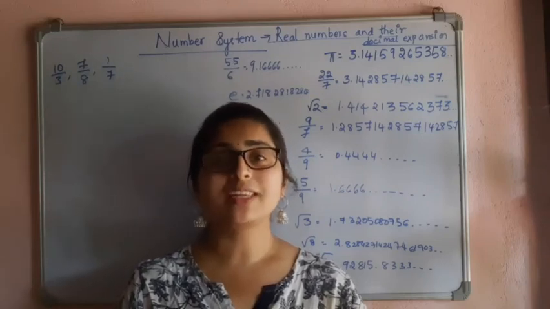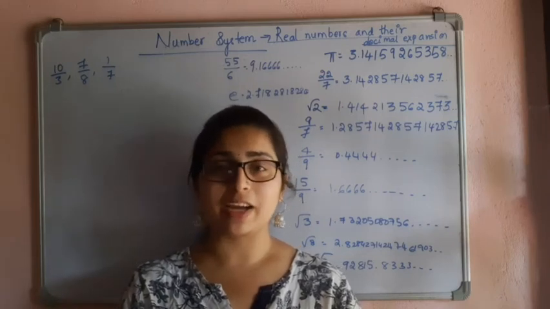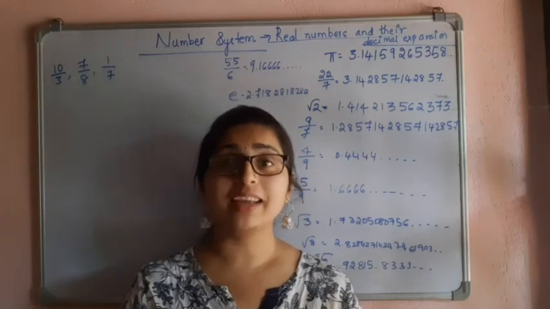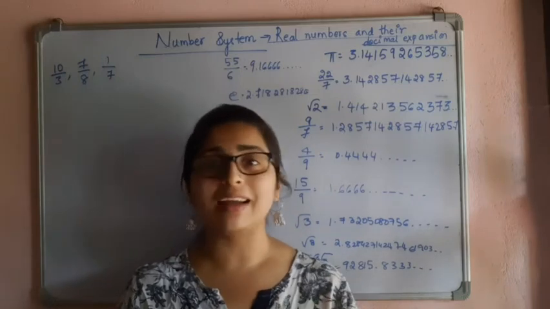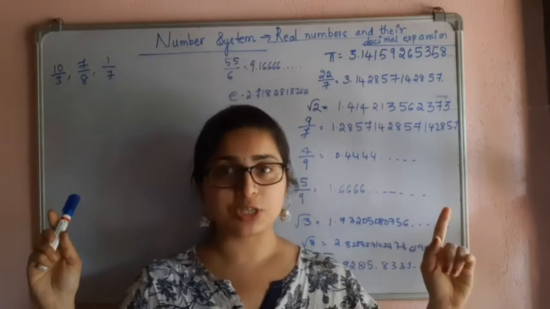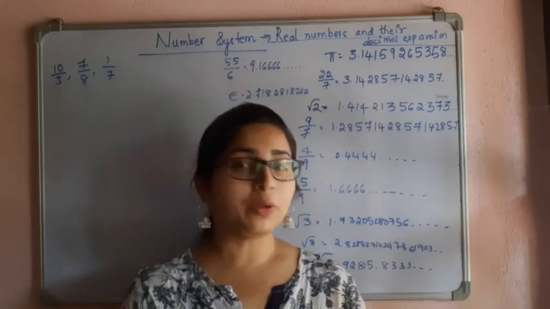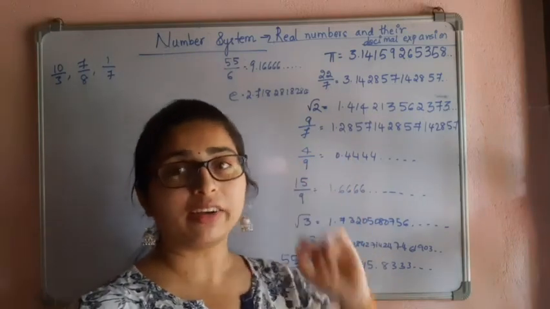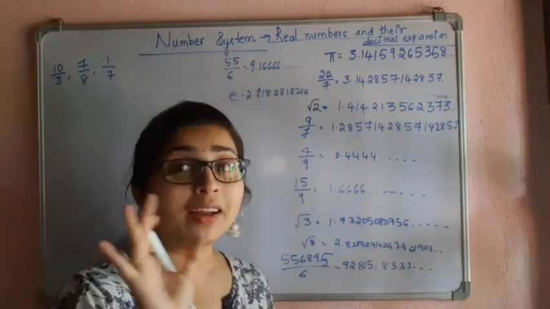In this video, let us study about real numbers and their decimal expansion. We have already studied real numbers. What does it constitute? It constitutes rational numbers and irrational numbers. Together, they form real numbers. And you know that on the number line, every single point is a real number.